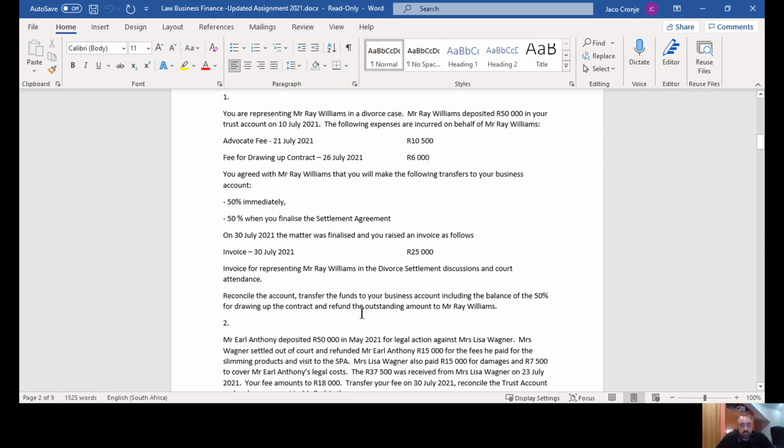Then it says reconcile the trust account, transfer the funds to your business account, including the balance of the 50% for drawing up the contract. So we've already said we're going to take half there, half on the 30th when it concludes, and refund the outstanding amount to Mr. Williams. So after you've paid the 10, the 3, and the 25, there's going to be a balance left in the trust. Do a cash book payment to reflect that you pay that money back to Mr. Williams and that his account is zero at the end of the day.